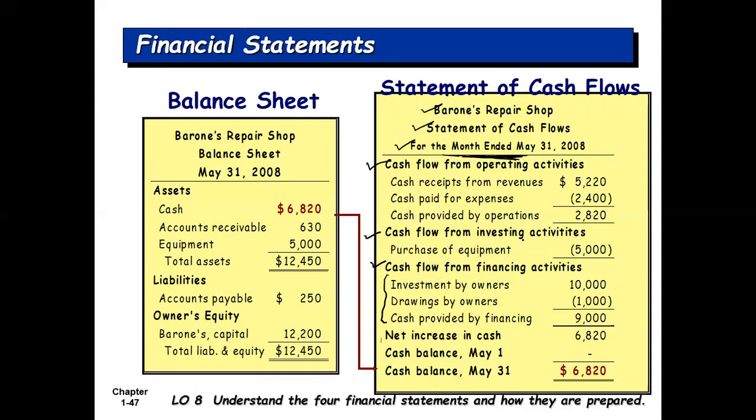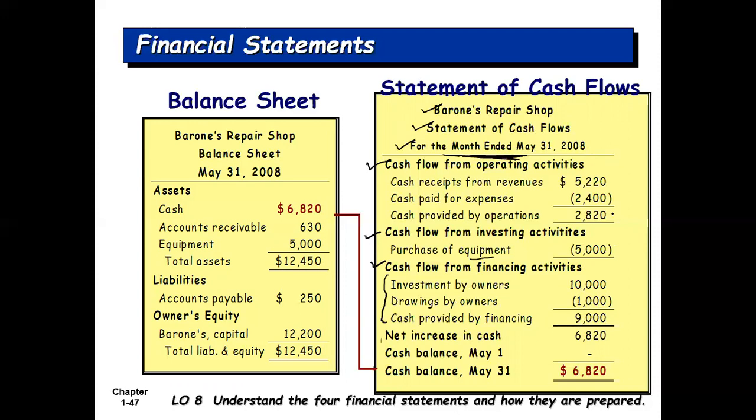Okay, then we have investing activities. In investing activities, we purchased equipment worth $5,000. So we have parentheses around this amount, and these parentheses show that this is a negative amount. And then we have cash flow from financing activities. Investment by the owner was 10,000, then the drawing by the owner was 1,000, and then we had $9,000 net amount in the financing.